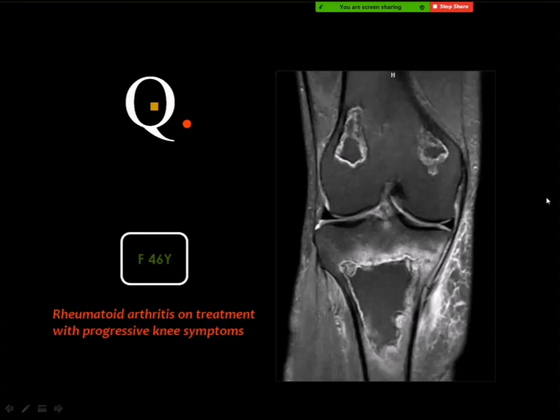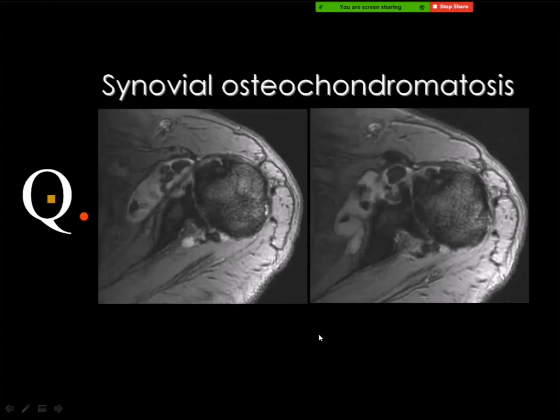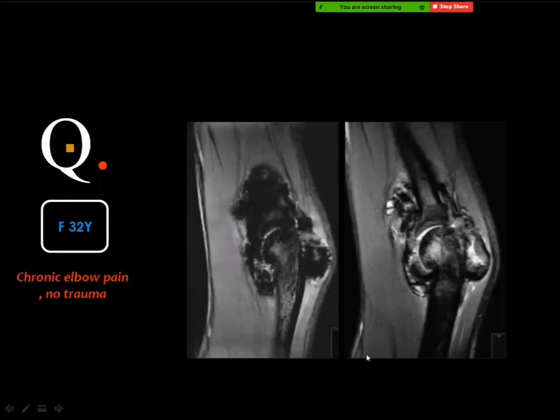Then, yes, we've got the diagnosis of multiple bone infarctions. Yes, and next is synovial osteochondromatosis. Yes, synovial osteochondromatosis by MRI, and you got too many loose bodies within the shoulder joint representing synovial osteochondromatosis.